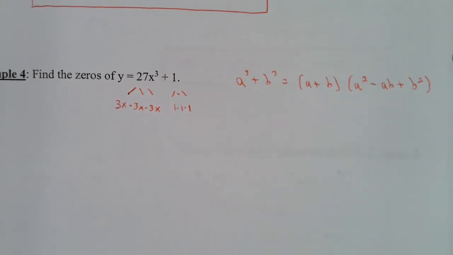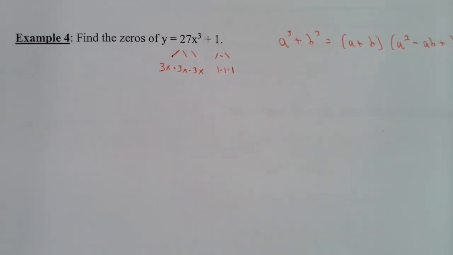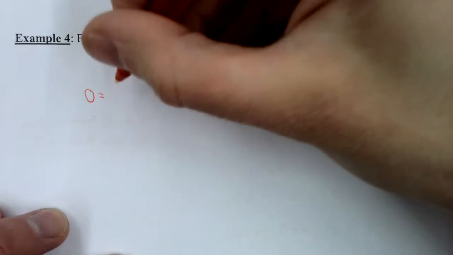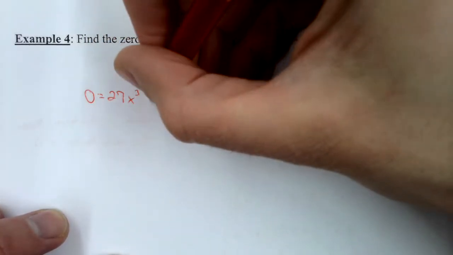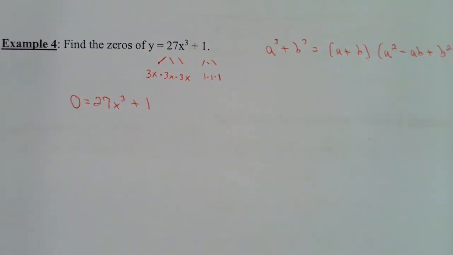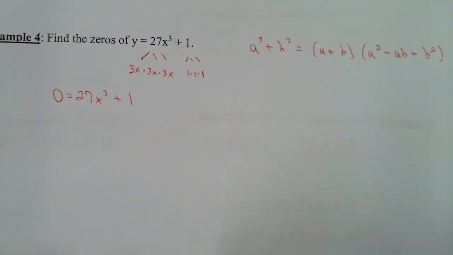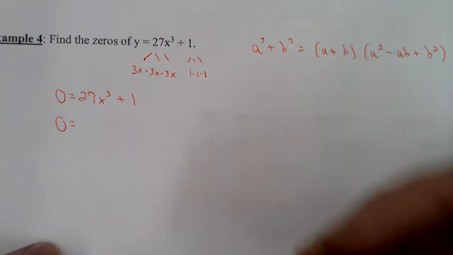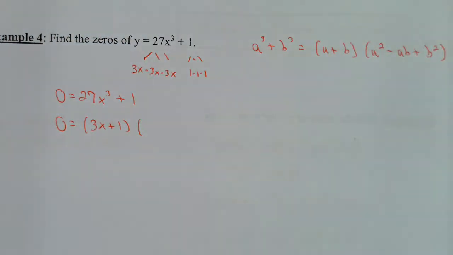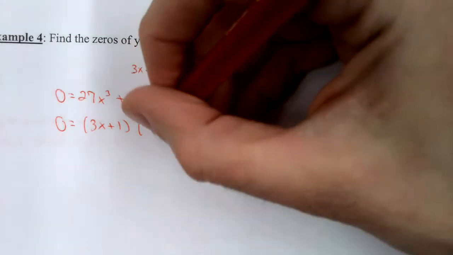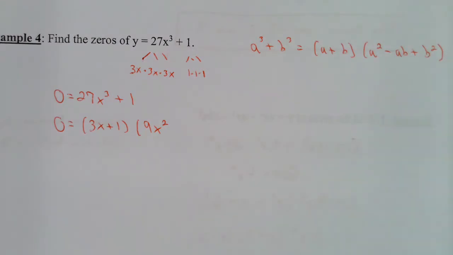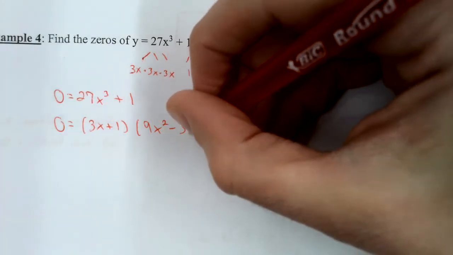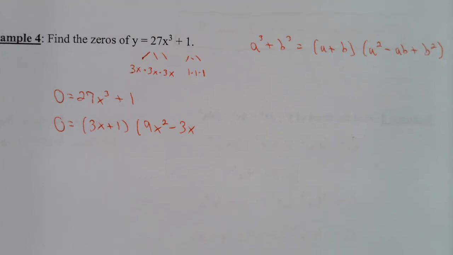Okay, so let's set this one equal to 0 and let's factor it. First, I'll do 0 equals 27x cubed plus 1. The original problem, just do 0 equals that. And now let's factor. 0 equals 3x plus 1 times a squared. So 3x times 3x squared is 9x squared, minus ab. So minus 3x times 1, which is 3x, plus b squared. 1 squared is 1.